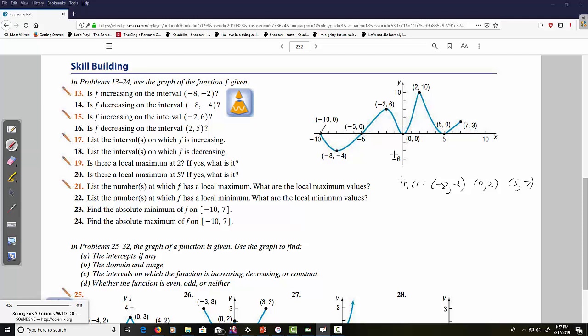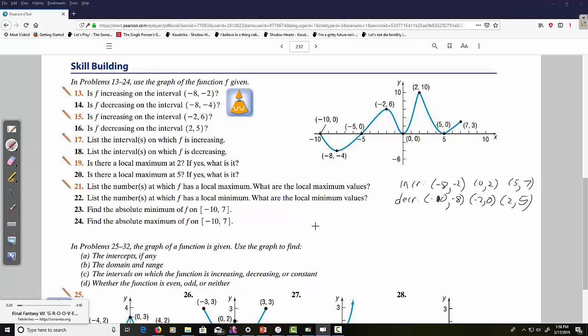Where's it decreasing? It's never constant anywhere in here, so it looks like all the other intervals would basically be where it's decreasing. So -10 to -8. From -2 to 0. From 2 to 5. Those would be all the intervals of increase or decrease.